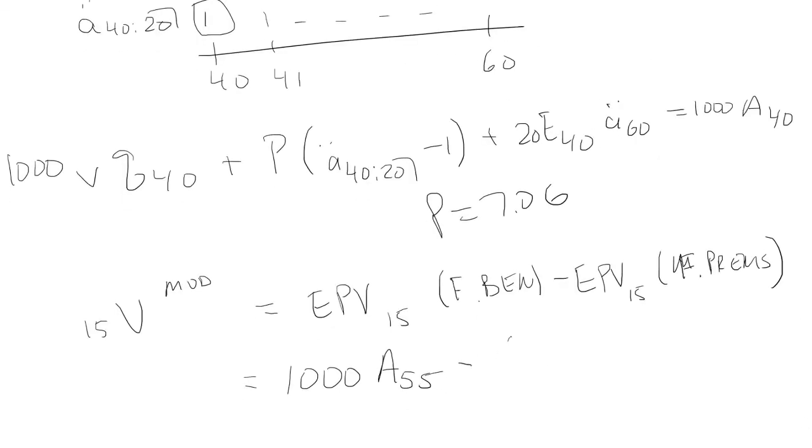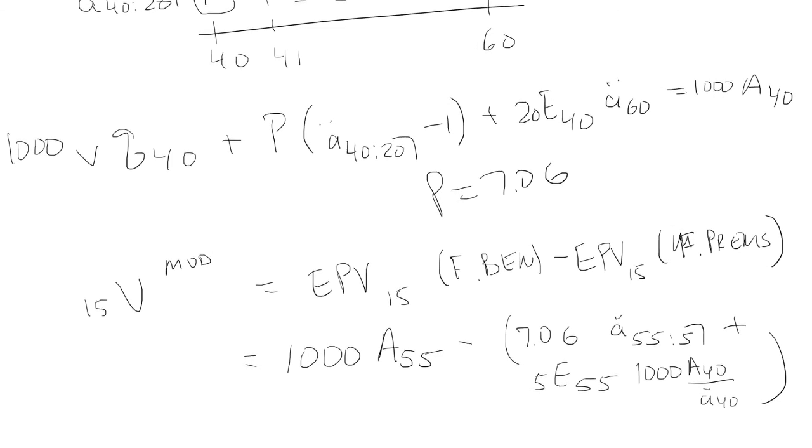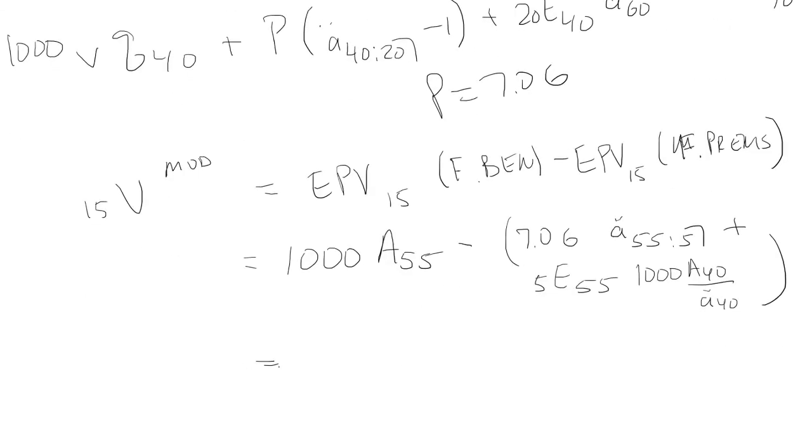We said it's P, so that's 7.06, and this is annuity due for 5 years, plus, now we want to discount it back 5 years, and then we're looking at the net premium reserve. We can use the standard ultimate life table and plug everything in to get the final answer of 127.62.